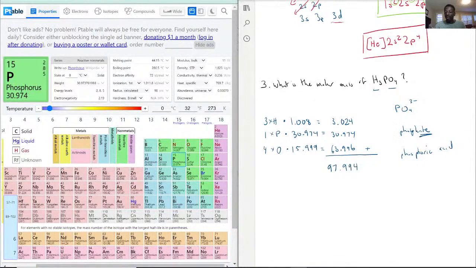and we get the molar mass is going to be 97.994. And the important thing here, don't forget your units. This would be grams per mole, because now you're saying that per mole, so for every 1 mole of H3PO4, phosphoric acid, you should have 97.994 grams of that molecule.